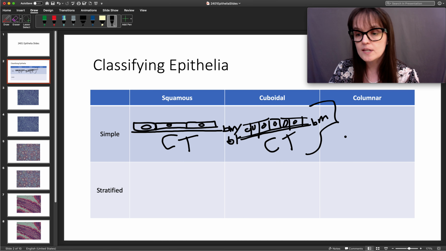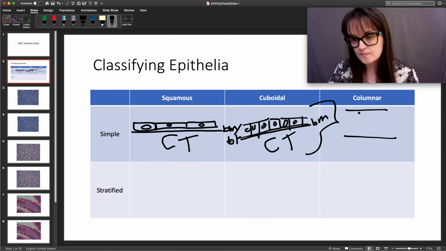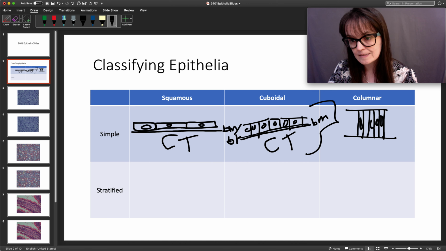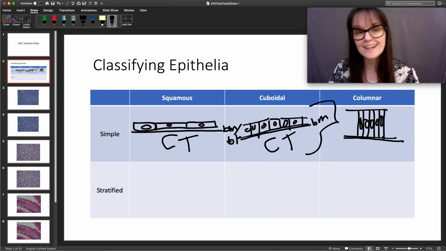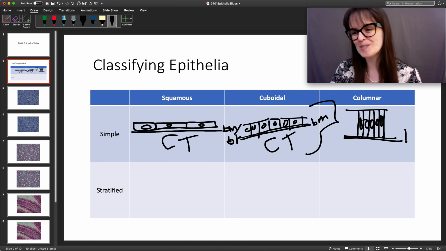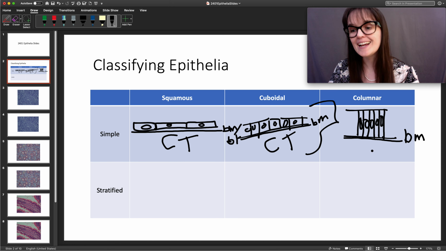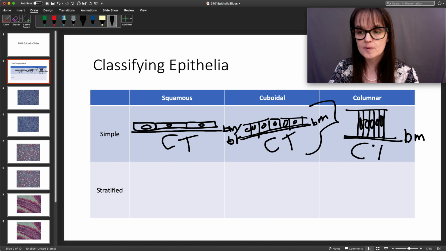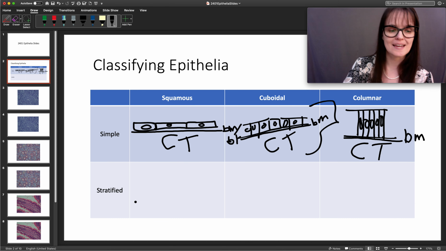So the columnar are tall, thin cells with a nucleus. And under those is a, you got it, basement membrane. And under the basement membrane is an underlying connective tissue. Remember, the connective tissue can act as a filler.